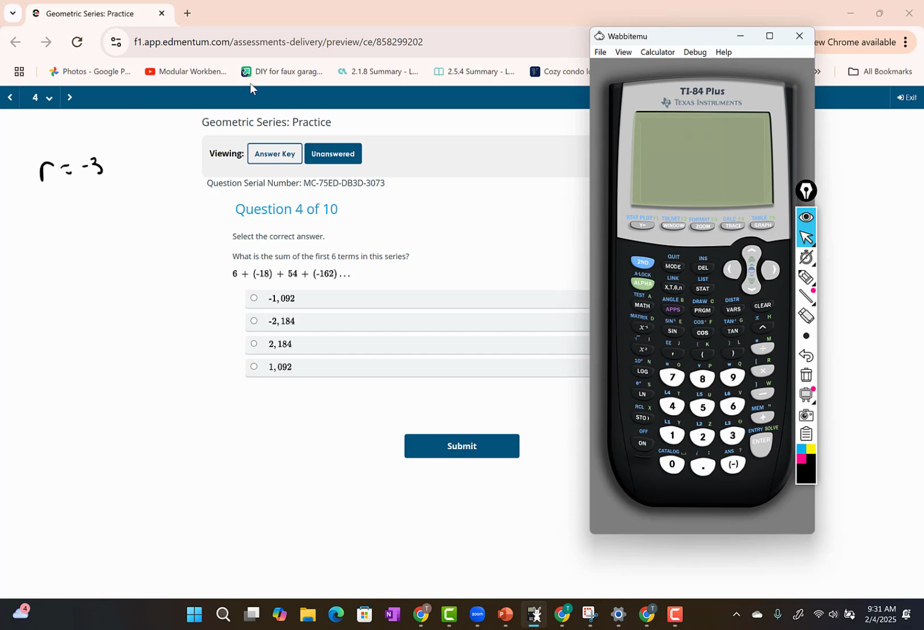So from there, we want to find the 5th and 6th terms. So I'm going to use the calculator, negative 162 multiplied by the common ratio of negative 3. There's my 5th term, 486. Then I'm going to take 486 and multiply it by negative 3. That gives us negative 1458. All right, so now we have all our terms listed.